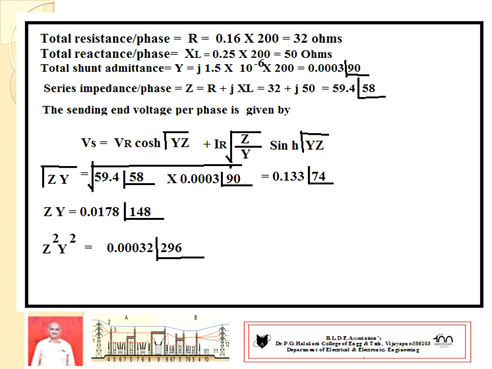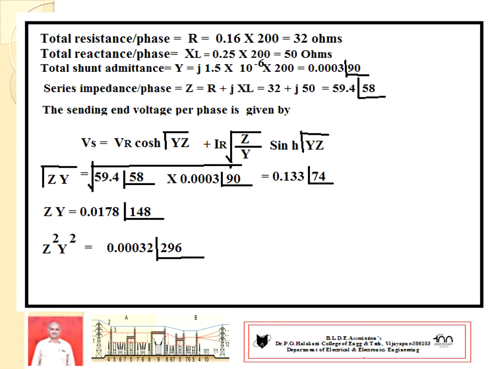So you write down the given data. All data are given: small r, that is resistance per unit length per phase, inductive reactance per unit length per phase, and shunt admittance also. So we have to calculate total resistance per phase, capital R, capital XL, capital Y. That means resistance per unit length multiplied by the length of the transmission line. So we get capital R equal to 32 ohms. That is the total resistance per phase.